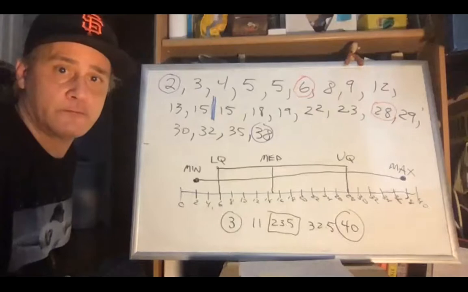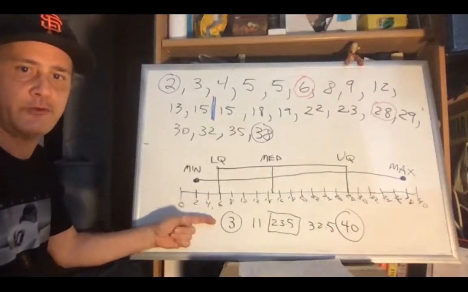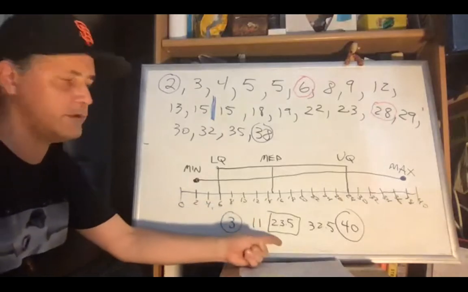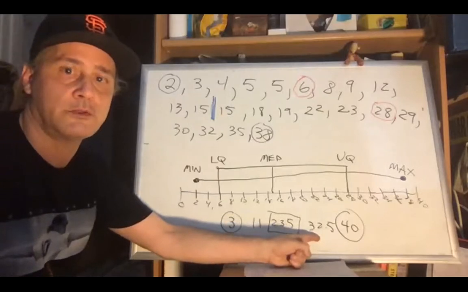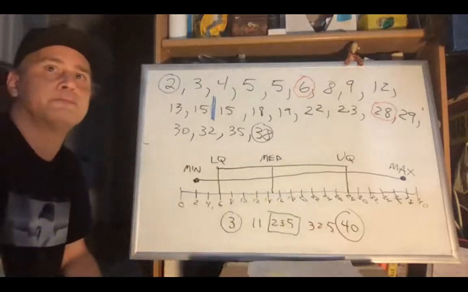Okay, so this is what you should have gotten. The minimum value was 3. The lower quartile was 11. The median is 23.5. Upper quartile, 32.5. And the maximum value was 40.